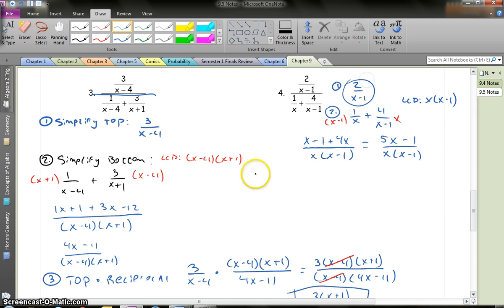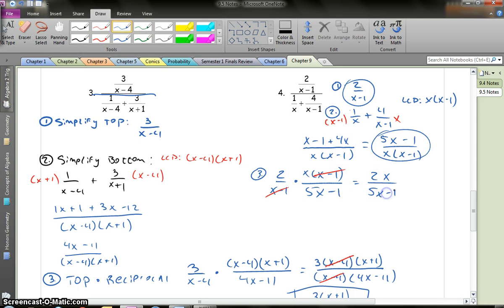So in step 3, I take my numerator and multiply it by the reciprocal of this. So 2 over x minus 1, times x times x minus 1 over 5x minus 1. Notice you have an x minus 1 on top and bottom. So you get 2x over 5x minus 1. And that's that. And you can't combine the 2 and the 5 because you can't divide like that. We'll get more into these as they get more difficult.